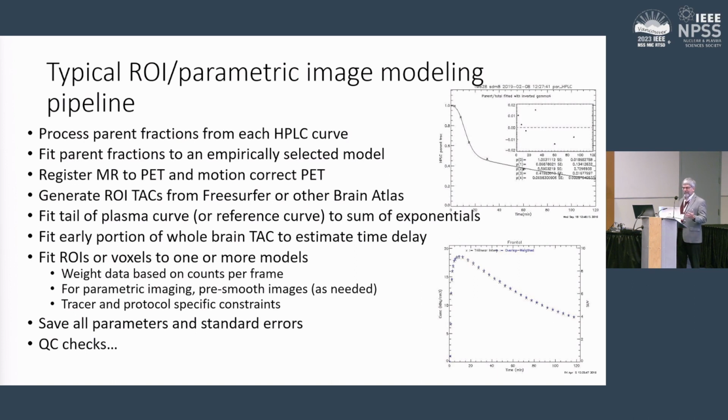We might weight the data based on the counts, which we might get from the DICOM headers. We might have to pre-smooth images, et cetera. And then we have to save everything we've done, all of the parameters we've used, so we can go through each of those steps. All of that can be saved in a way where we can do QC to validate: did the motion correction fail? Was there a problem in the metabolite correction?